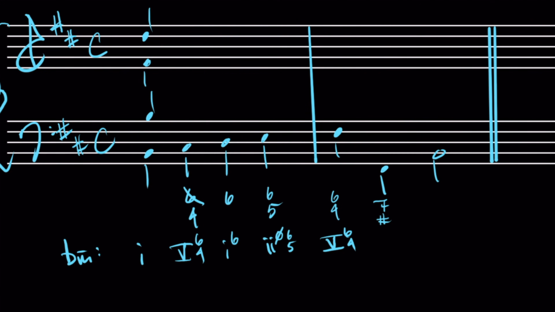All right, and then we have a root position 7th chord, and so that's just our 5/7. And then finally, a 1 chord at the end. Cool. All right. So I think we're done. We've done all of our Roman numeral analysis, and we can move on to some part writing.